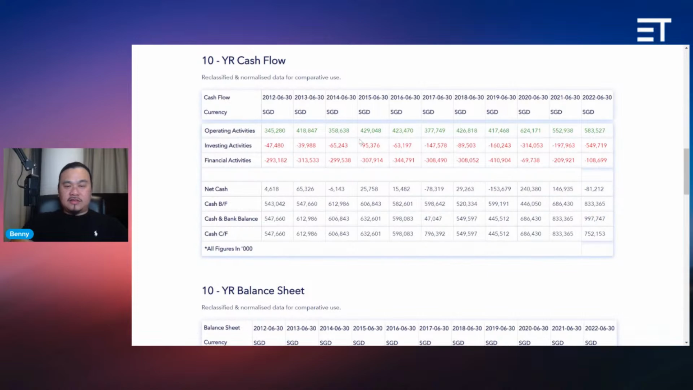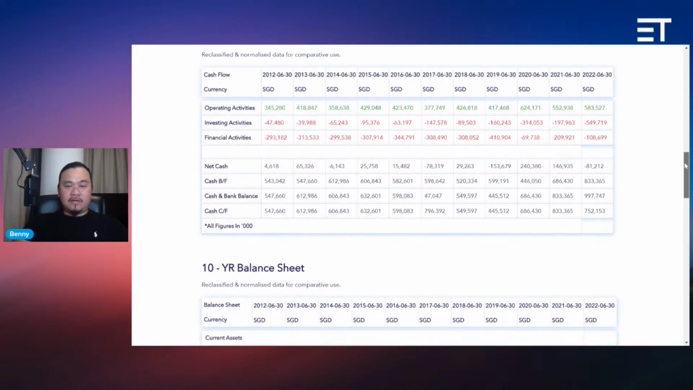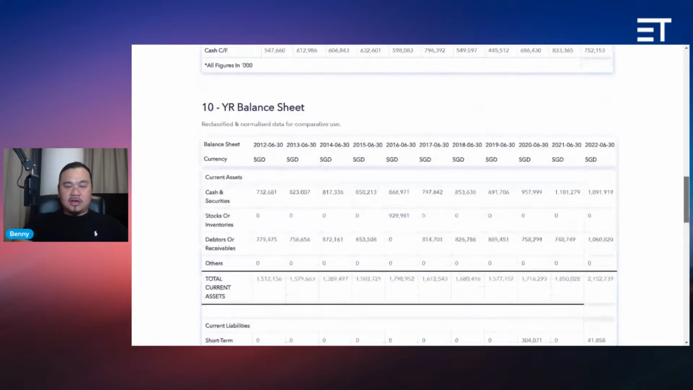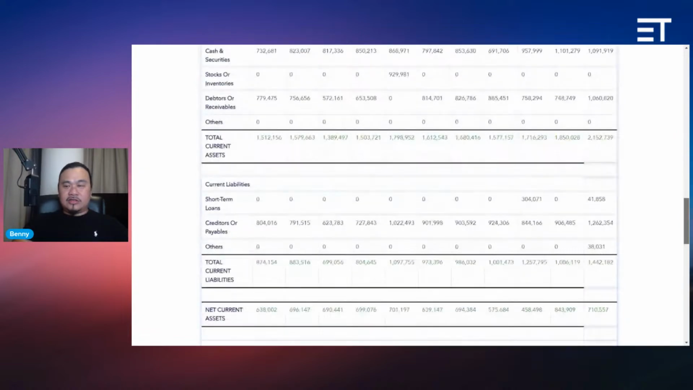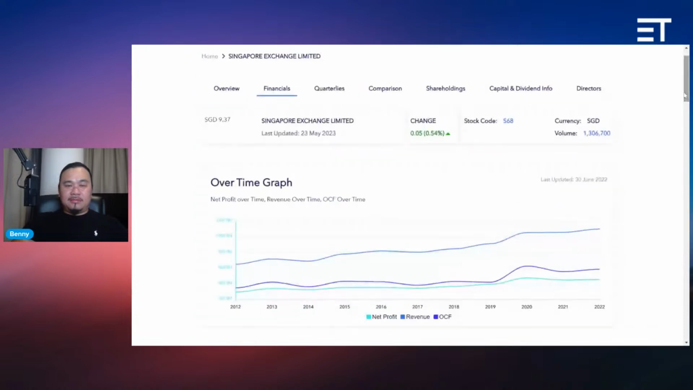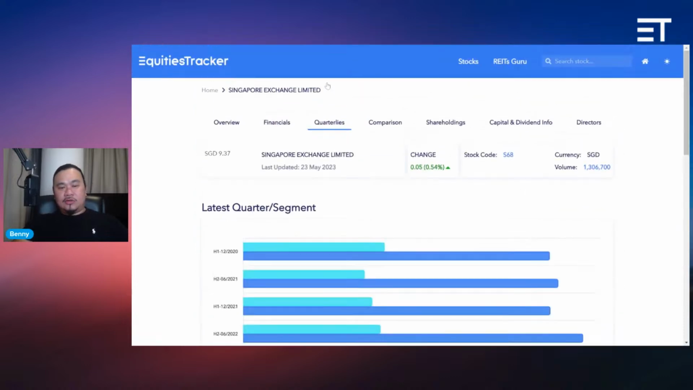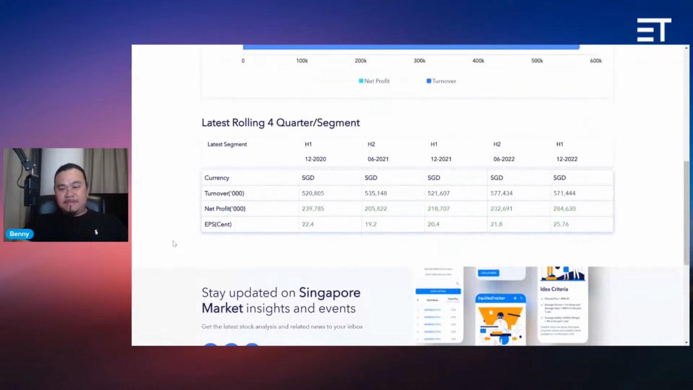Of course, operating cash flows, they have very, very healthy operating cash flows. They have also very healthy cash and the rest of it. All right. So if you look at quarterlies, for example, how did it do in the past quarters? You also see they have been quite consistent over the past 4 quarters, right? They're quite consistent: 520, 535, 521, 577, 571. Net profit has also been quite consistent.